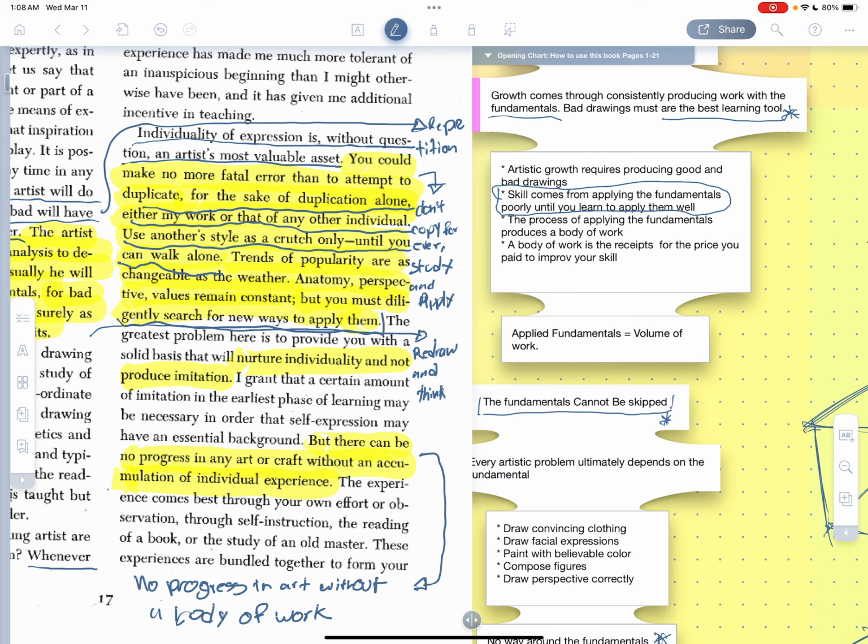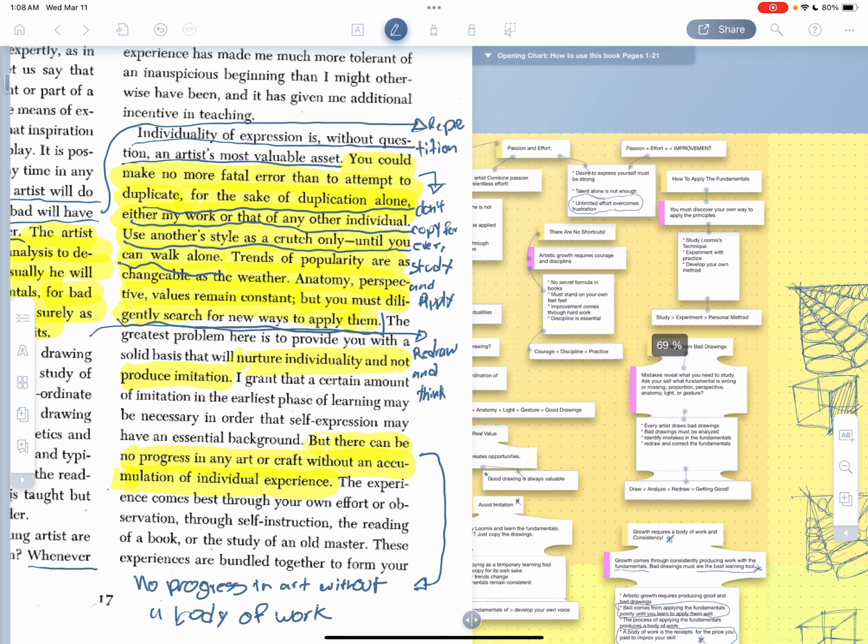Body of work is the receipts for the practice you paid to improve. Now, I'm going to take credit for that because that was my interpretation of what he was saying in the book, and I really like that saying. Apply fundamentals equals a volume of work.